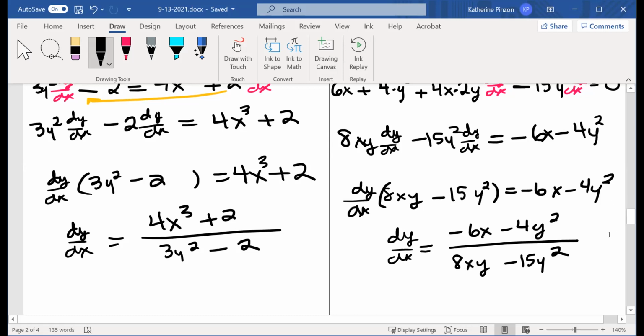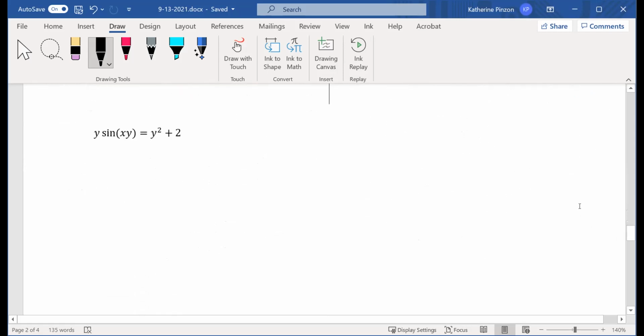It works the same way, whether we have trig functions or exponentials and logs. Implicit differentiation still works the same way. Okay, let's talk about this one.